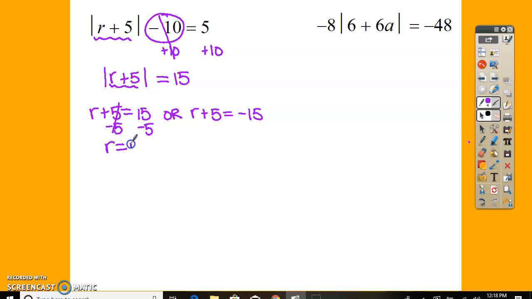So this one we get r equals 10 as one of our possible answers. Subtract 5 in this equation, and I get r equals negative 20. So those are our two answers, r equals 10 and r equals negative 20.